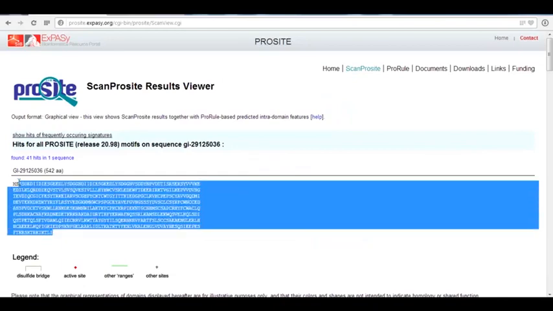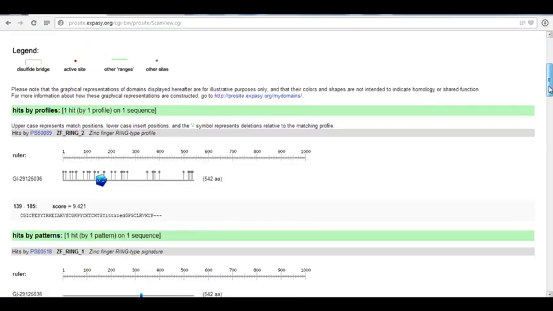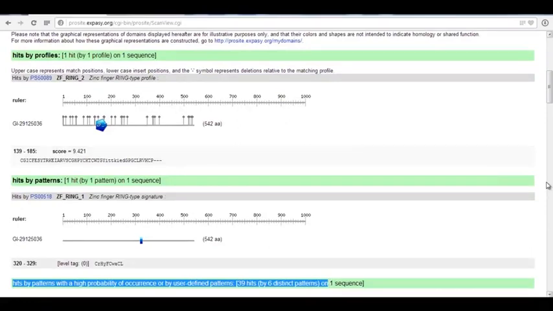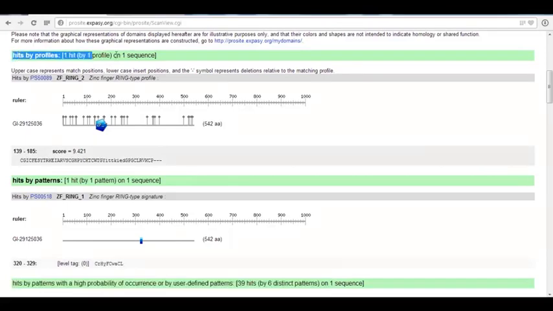Okay, so here's the sequence. It is 542 amino acids long, and we have a lot of hits. A lot of those are high-frequency match hits. So above this green bar that reads "hits by patterns with a high probability of occurrence," anything above that is a pretty strong match, and you can be confident that the protein has this motif. So it looks like I have one profile hit and one pattern hit.